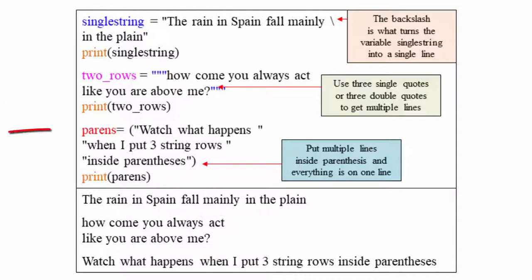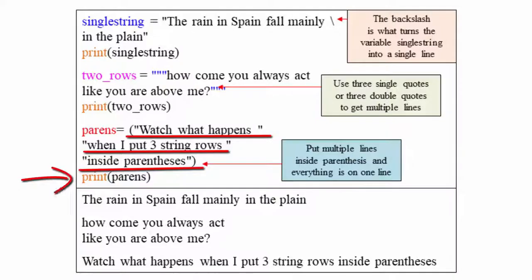And look at this next one. Sometimes you've got long verbiage and you want it on a single line, but you can't necessarily type it out that way. So here's what we're going to do. Parens equal, notice I put my parens there. Now my double quote, watch what happens, space, double quote. Then more double quote, when I put 3 string rows, space, double quote, inside parentheses, double quote, close paren. Everything inside the parens is going to be a single line. Print parens, it all comes out in a single line.